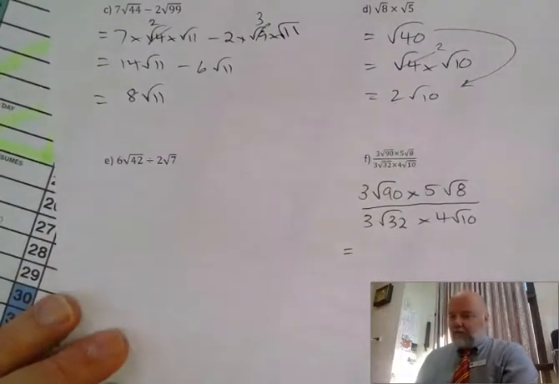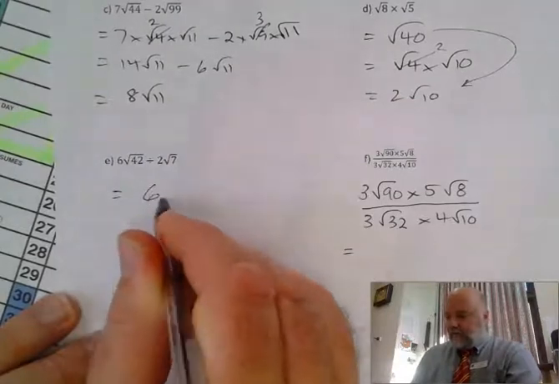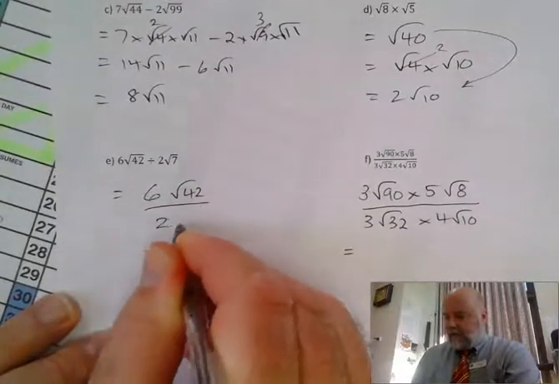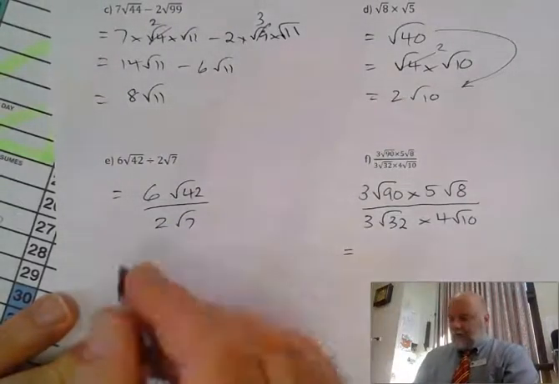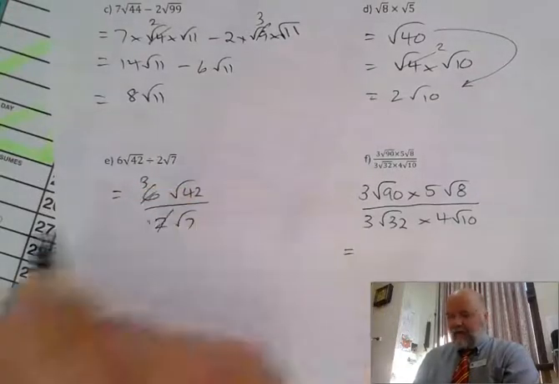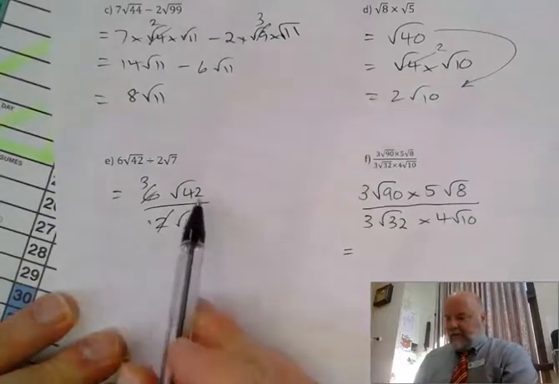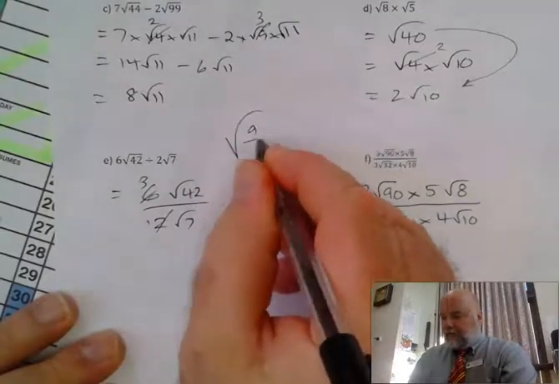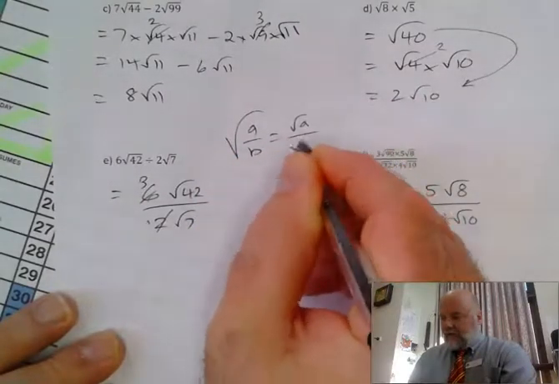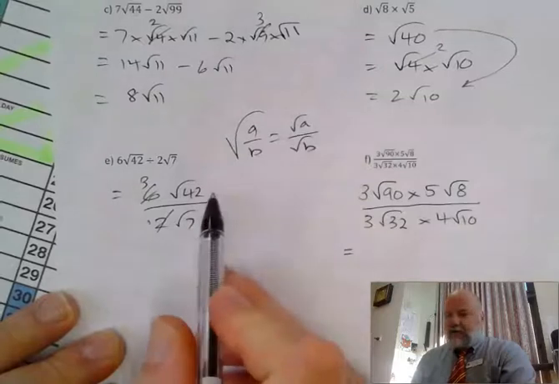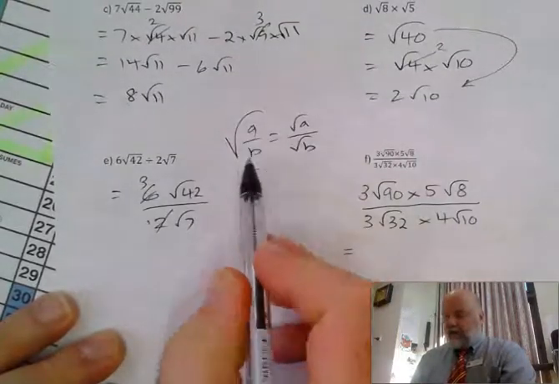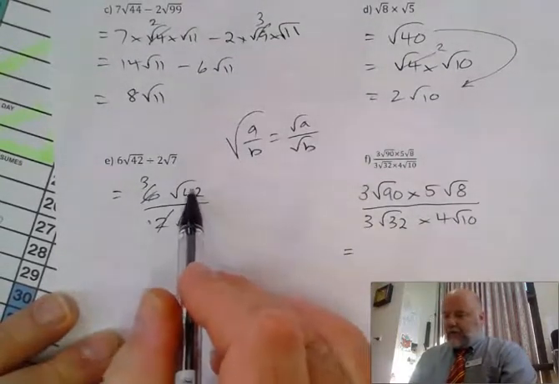So always with divisions, I tend to write them as fractions and then simplify where I can. Okay, so we know that 2 goes into 6 3 times. It leaves that as a 1. Now this one here, there's a rule in surds that root A on root B, which is really the same as the square root of A on B. So you could split this up.